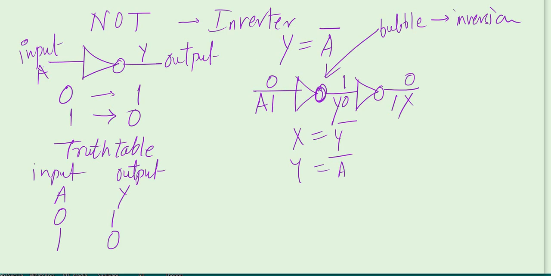So here we understand that X is equal to Y bar, but Y is equal to A bar. So A bar bar is A. So a single bar means inversion, a double bar is known as a buffer.